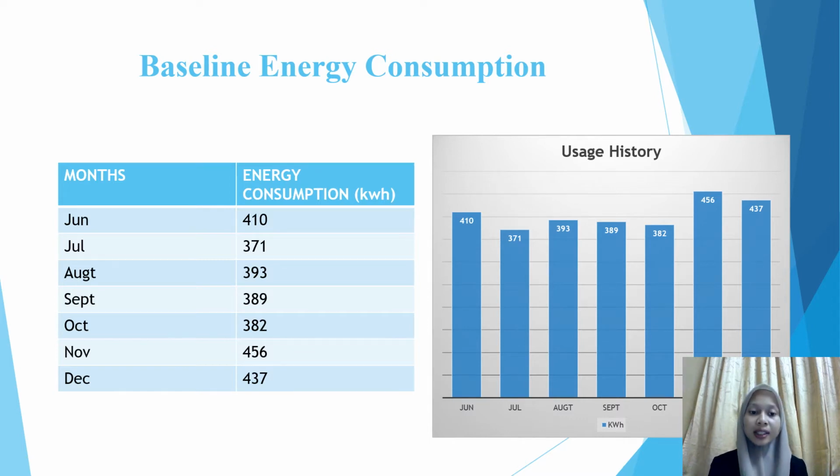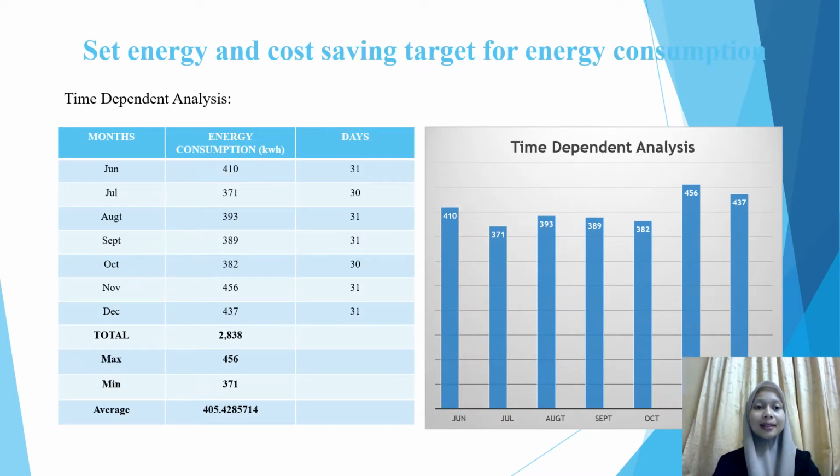3093, September 3089, October 3082, November 4056, and lastly December 4013.7. So this is the set energy and saving target energy for energy consumption.